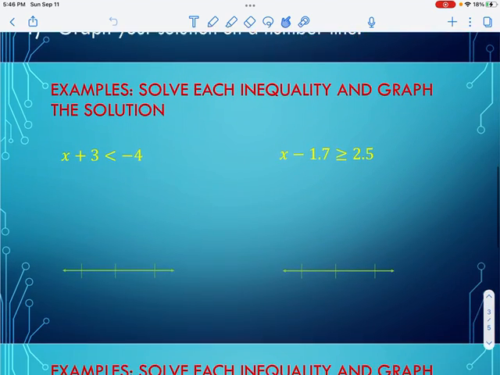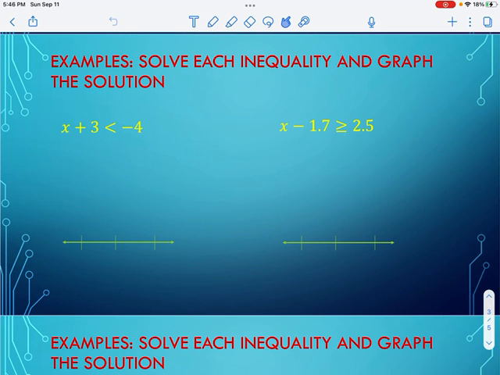All right, so here we go. Let's solve these. So we're going to start with this first one. It says x plus 3 is less than negative 4. So I can't simplify anything, so I draw my upside down T. I'm adding 3, so to undo that, I subtract 3 from both sides. That's going to get me x is less than negative 4 minus 3, which is negative 7.